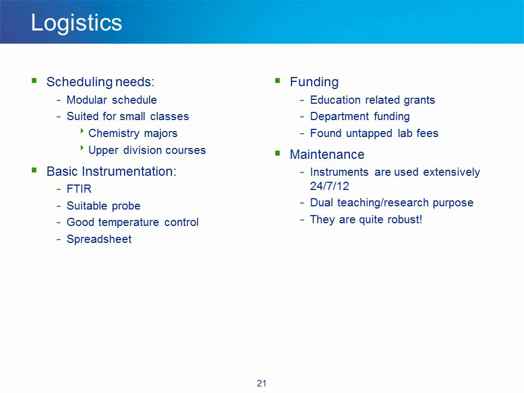Now, what I mean by upper division courses is, in fact, we separate our chemistry majors from all other majors at the sophomore level. And so we have a separate section of sophomore organic chemistry students that we can develop a modular schedule for. And we have done that modular schedule. Basic instrumentation is required.